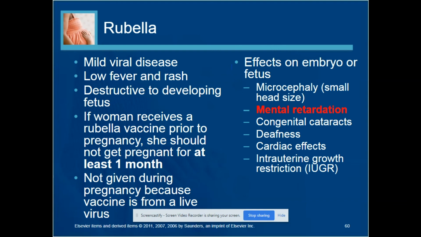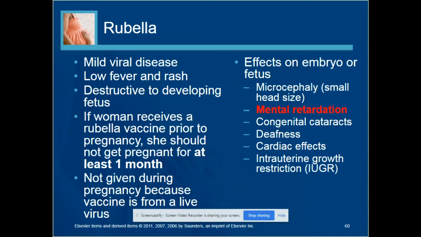Rubella. This is the R in your MMR shot. So everybody in the room should be immune to it, but it is a mild viral disease with a low fever and rash. But the effects on the developing fetus can be very destructive.